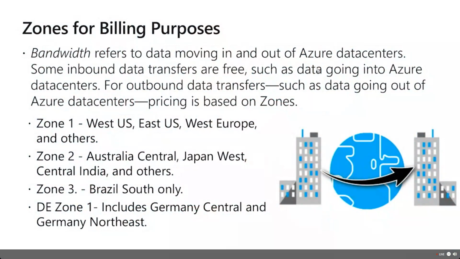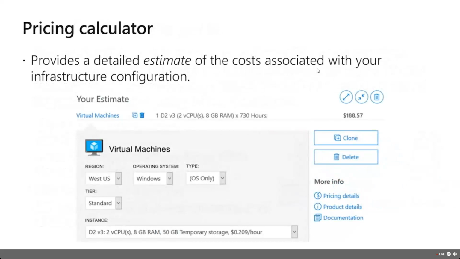And really, you'll see this in the calculator when you're working with these. Generally speaking, the zones are a higher-level abstraction for billing, higher than the geographies that we have inside of Azure. How do you estimate costs?